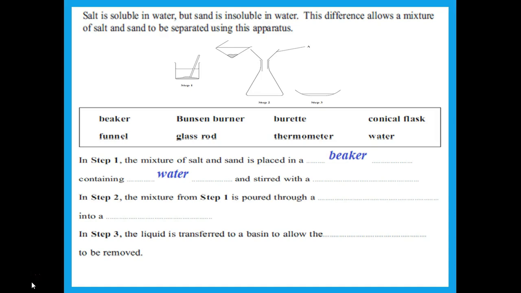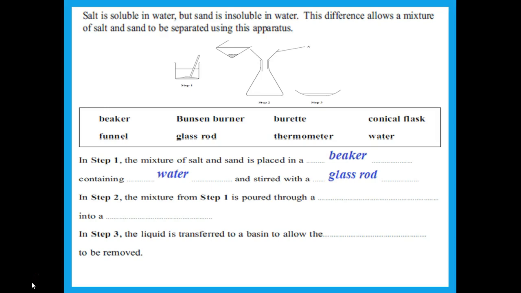Okay? And stirred with a what? What do we use to stir the solution? Please don't say a stirrer. It's called a glass rod. The stirrer is not a choice anyway, but you're choosing from that box. But this is a common mistake that we say stir by a stirrer. Don't say stir by a stirrer. It's stirred with a glass rod.